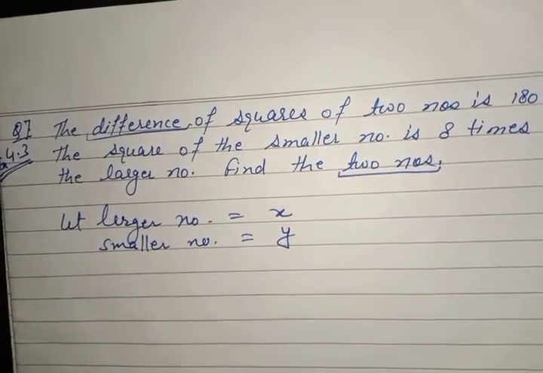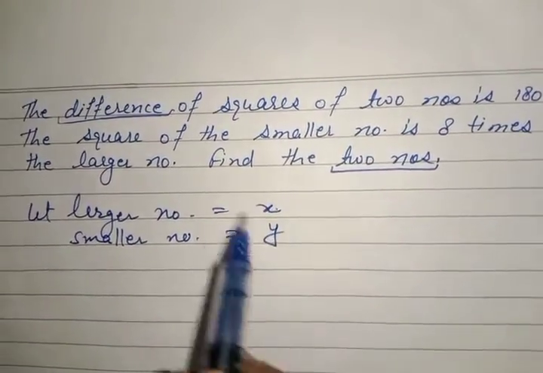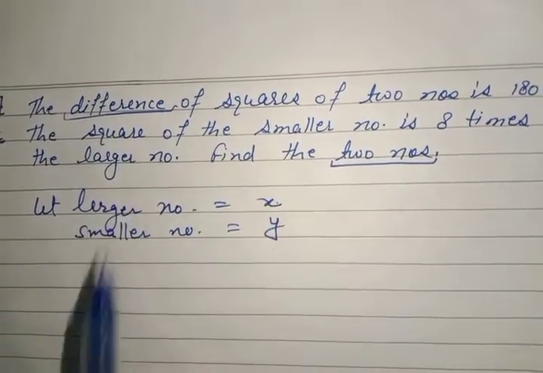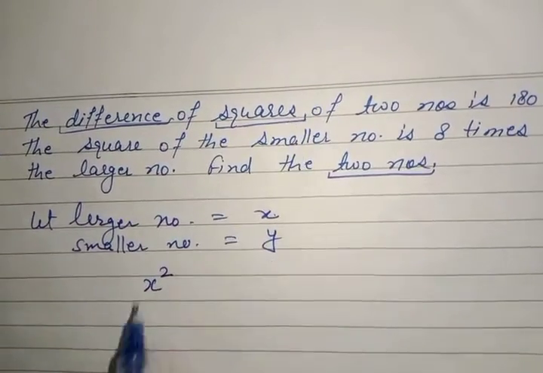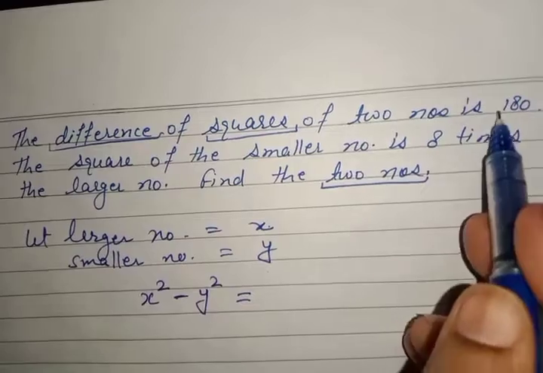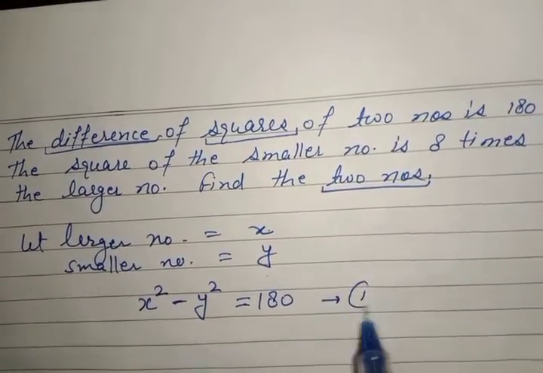We are doing quadratic equations, but here we need to suppose two numbers, x and y. Otherwise it is difficult to make the equation. Difference means minus. The difference of squares of two numbers equals 180. This is our first equation.